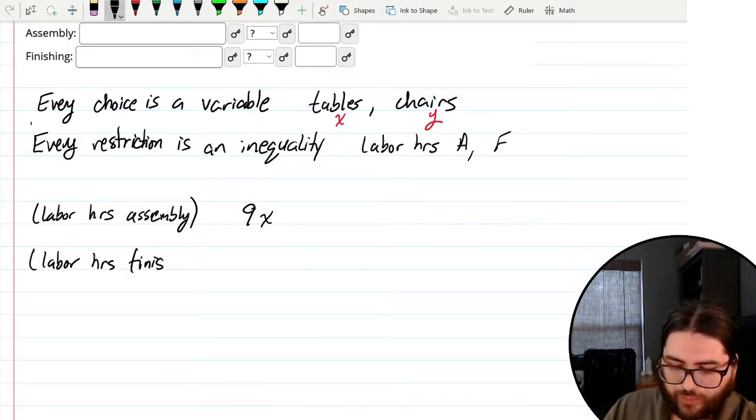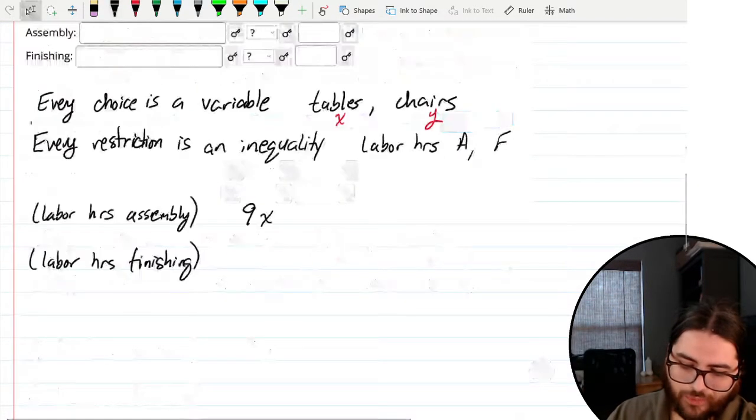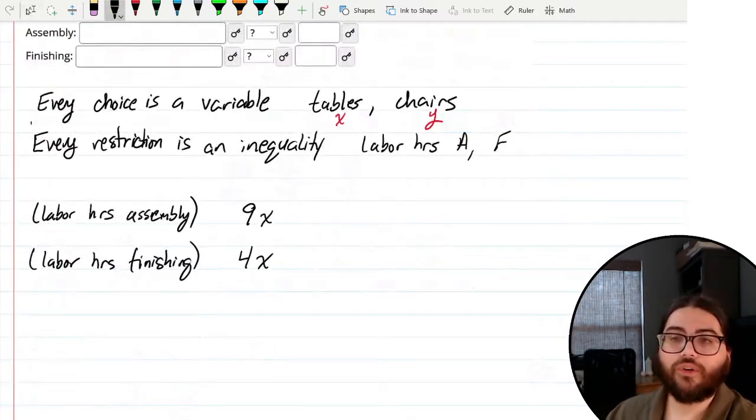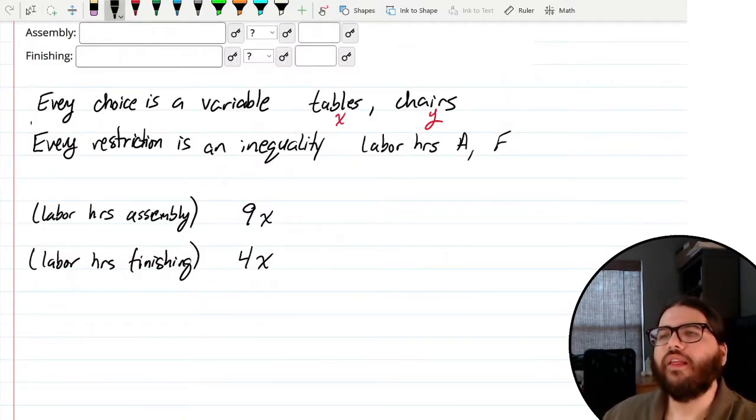And if I did the same thing for finishing, it would be, what did I say, 4? I'm sorry to keep scrolling back and forth so much. 4 labor hours for finishing. Okay? A lot of students will get this backwards. They'll write 9x plus 4y, right? It's all about the units here.